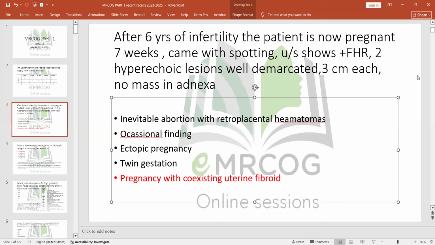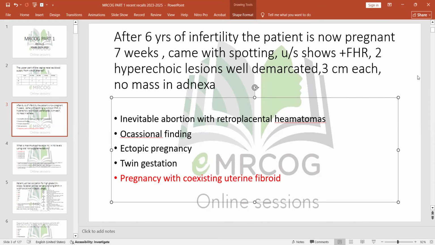I just have someone with spotting and there are hyperechoic lesions. I asked my candidates, and they remember very well, I asked them, were those lesions in the uterus or in the ovaries? They said no, in the uterus. I said, okay, so no mass in the adnexa? They said yes. So that means that the ovary and the tubes are free. This is not ectopic.